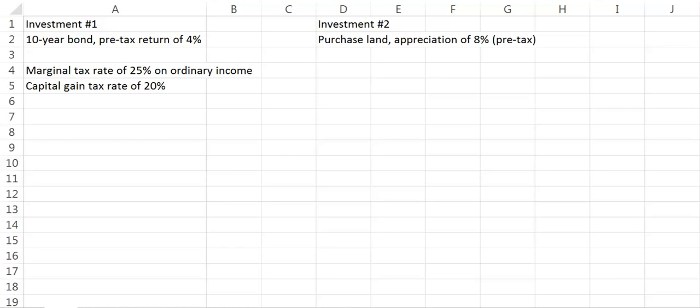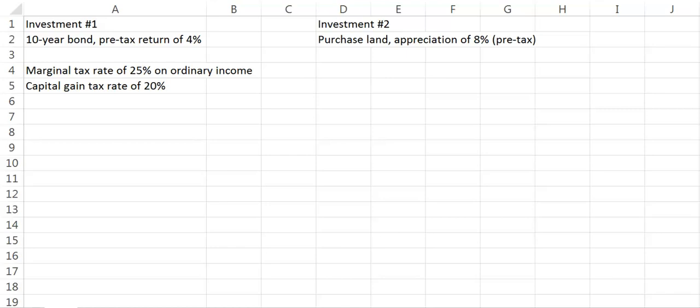This homework problem is a good example of what I might ask you to do on the exam. So I've created a similar problem for us to go over here. The homework problem that you're going to do is going to have you look at two investments, and you're going to decide which investment is the better investment. So here are our two investments.